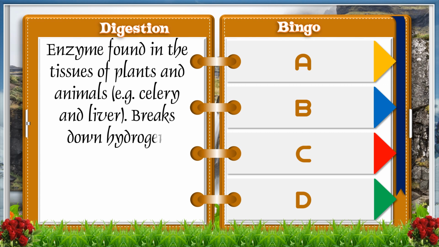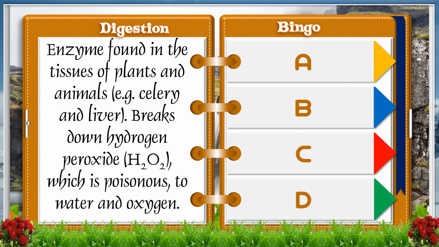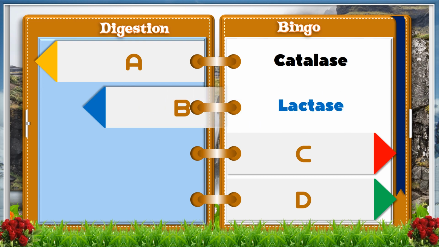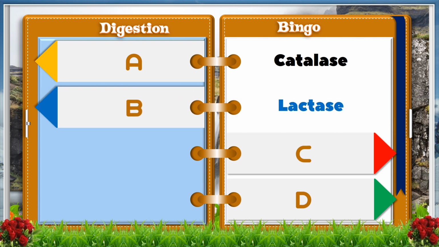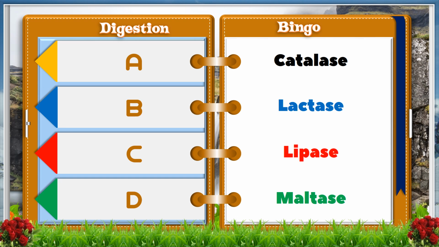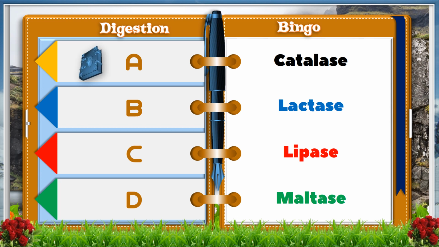Enzyme found in the tissue of plants and animals, for example, in celery and liver. It breaks down hydrogen peroxide, which is poisonous, to water and oxygen. A. Catalase. B. Lactase. C. Lipase. D. Maltase. And the answer is A. Catalase.